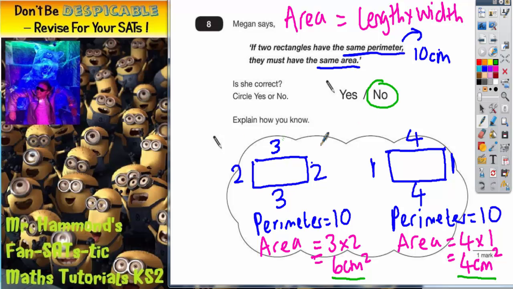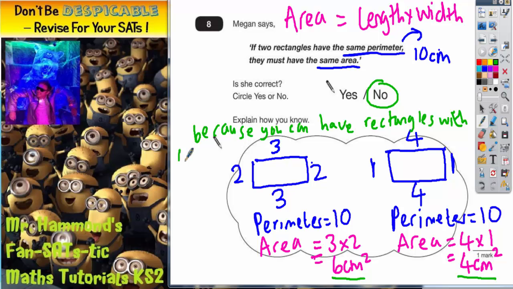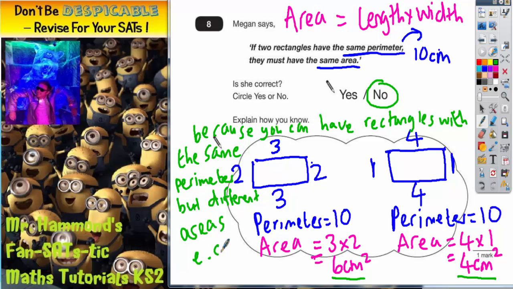In terms of the explanation, all you would have to do would be show this sort of working out and say, because you can have rectangles with the same perimeter but different areas, and then just give the example.